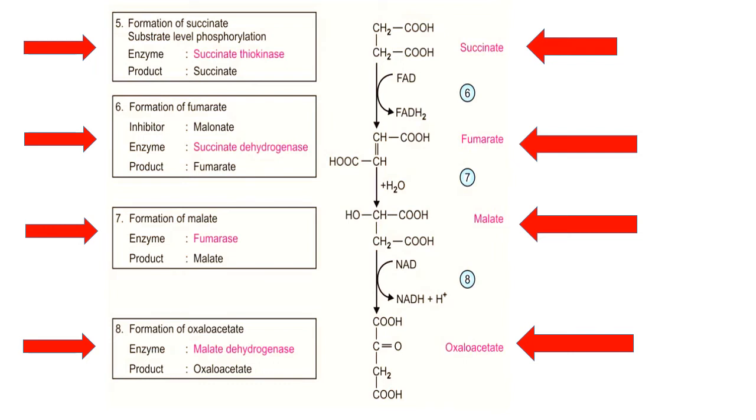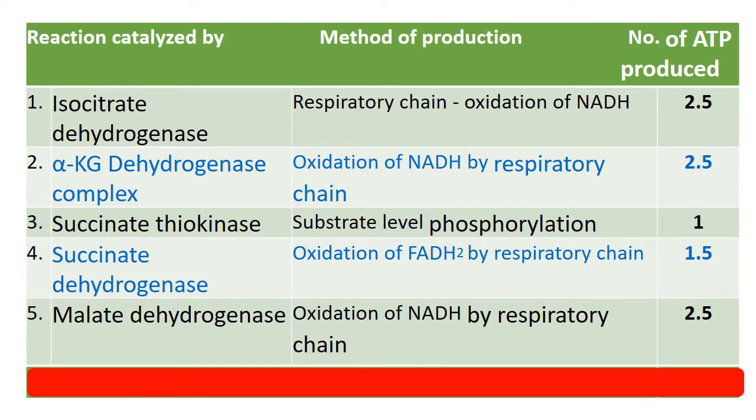So this oxaloacetate continues the cycle, or it can also go to the cytosol when glucose is required, in a step of gluconeogenesis, or it can combine with acetyl-CoA again to continue the cycle. So these 8 steps complete the TCA or citric acid cycle. Next comes the energetics of the TCA cycle. There are 5 main steps that result in the production of ATP or energy.